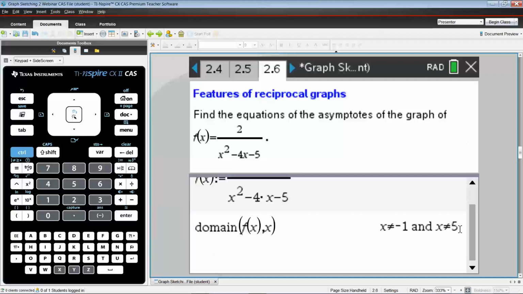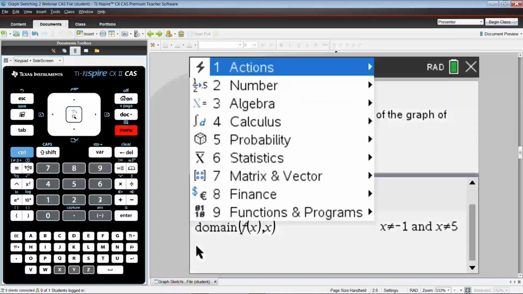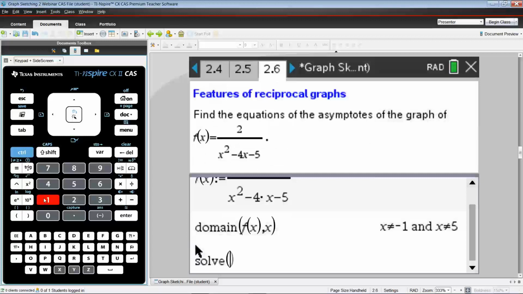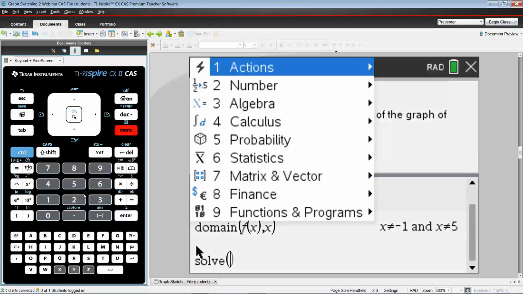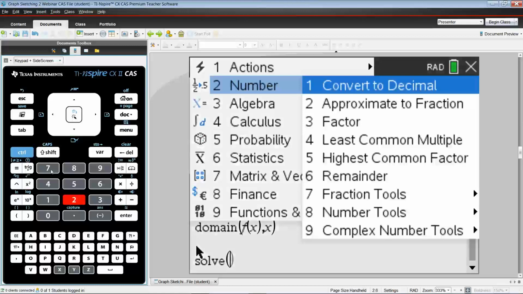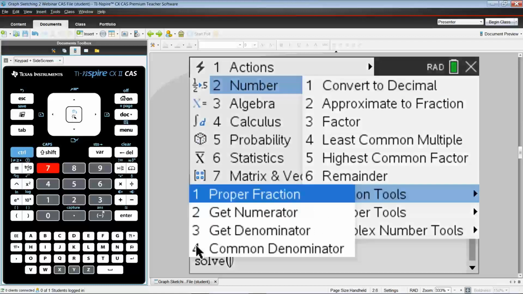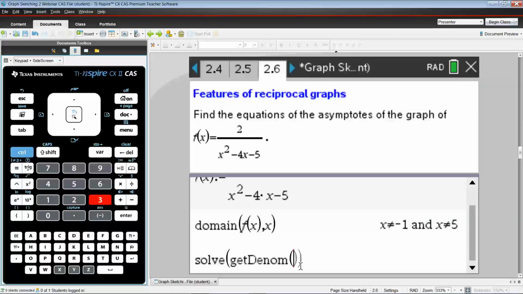So those are the two vertical asymptotes. Another way to do this is to solve for the denominator equals 0. To solve, I'm going to go Menu, 3, 1 to get solve. And to extract the denominator, I'm going to choose Menu, 2 for number, 7 for fraction tools, and 3 for get denominator. So this command will extract the denominator of f of x.